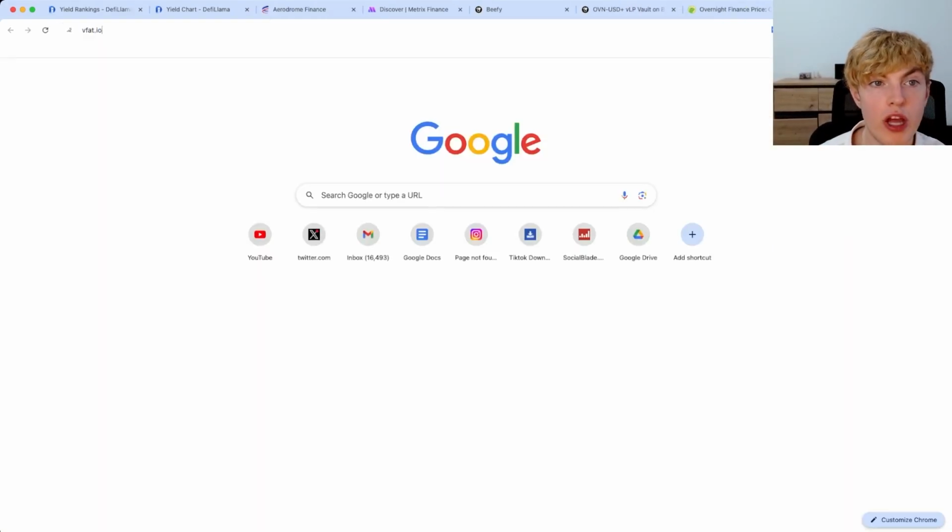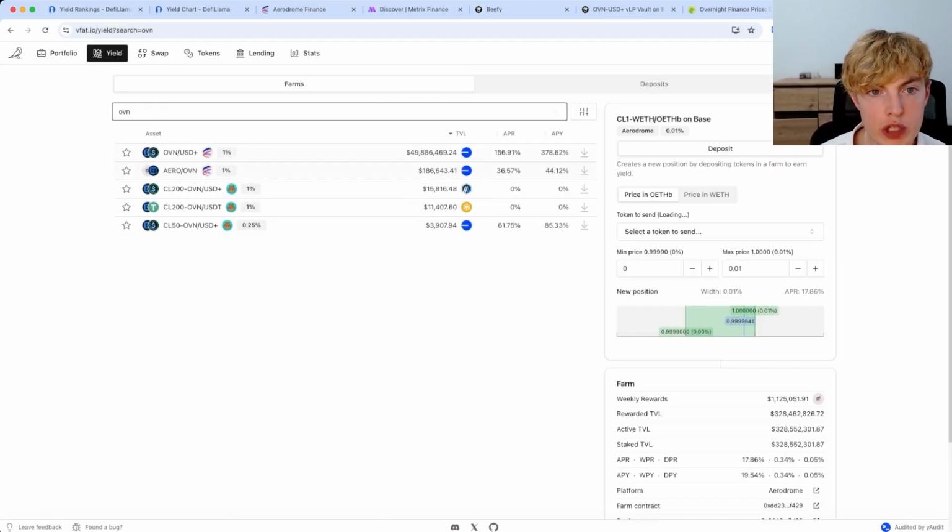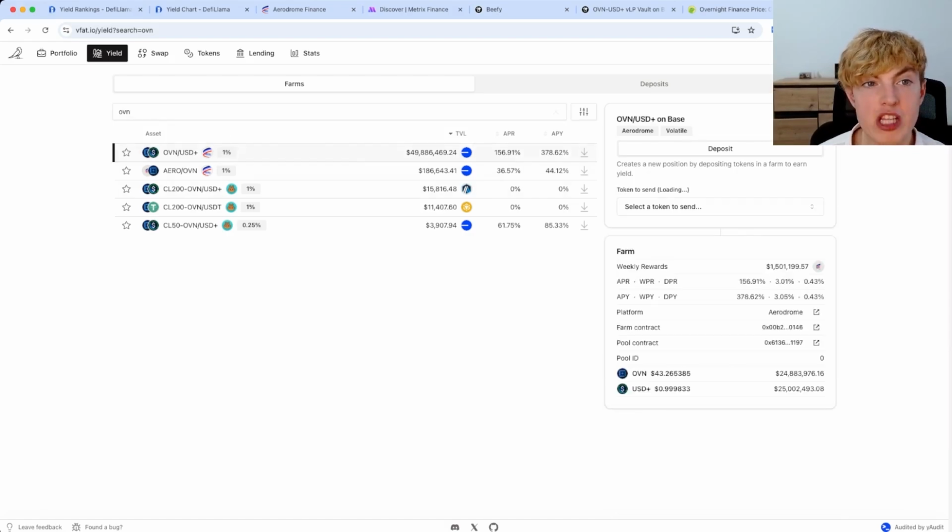But if I wanted to, I could go over to vfat.io, load it up, and set up an automation to do that for me. I could search for OVN to USD Plus. Here we have it right here, saying 156, 157% APR. If we were to deploy into it over on VFAT, we could do auto harvesting and have it convert into USDC instantaneously, basically whenever it's harvested. So that is one huge benefit of doing this over on VFAT.